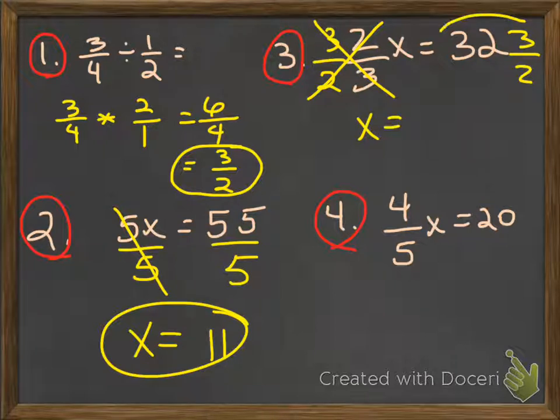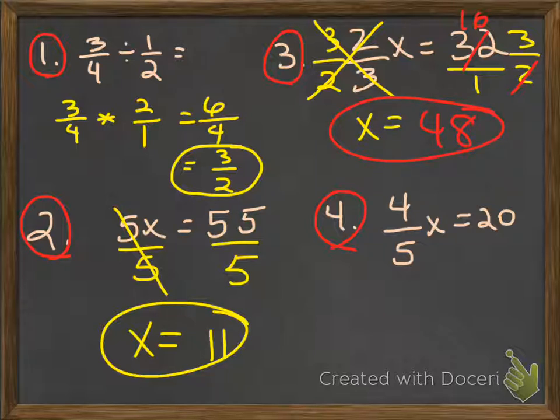And then I multiply this together. I could reduce these right here by dividing. 2 goes into 32 16 times. And so I'll have 16 times 3, which is 48.